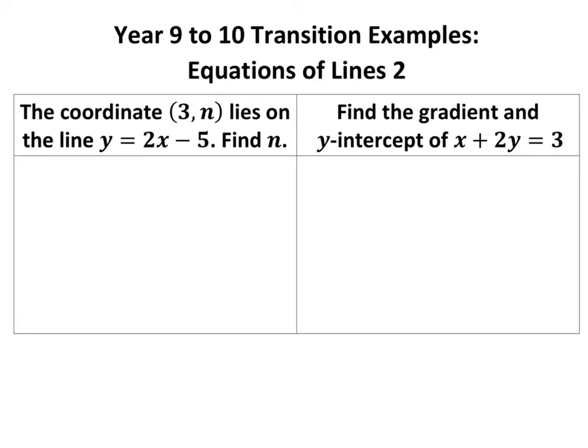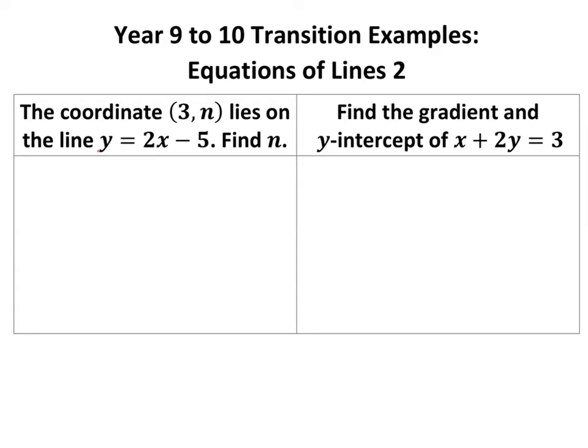Okay, we're going to look at equations of lines themselves. So with this, it says the coordinate (3, n) lies on the line y equals 2x minus 5, find n. So essentially the equation of a line describes the relationship between the x coordinate and the y coordinate of all the points on that line.